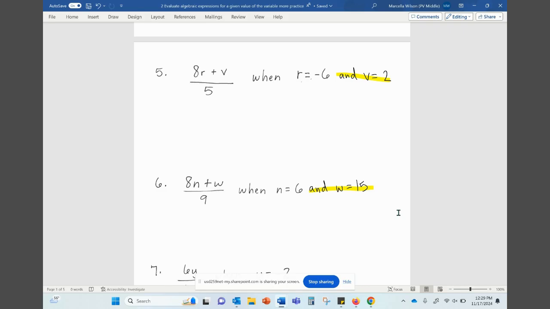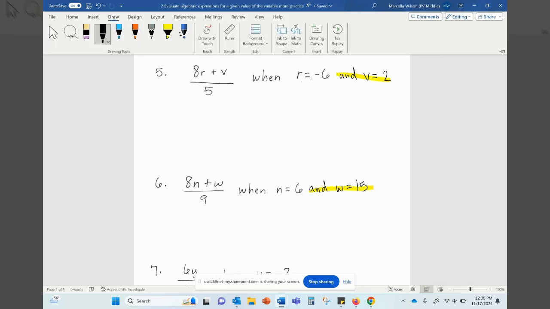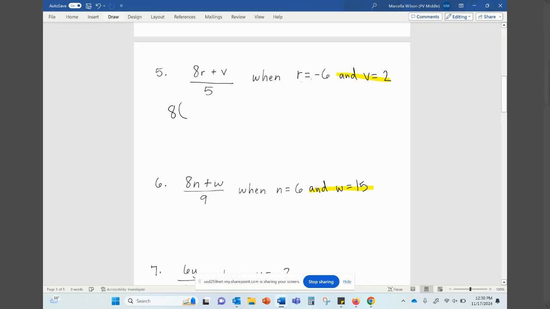So anyway, we got 8r plus v divided by 5. So it tells me over here that r equals -6 and v equals 2. So we're going to do 8 times -6 plus v, which is 2. And then we divide by 5.